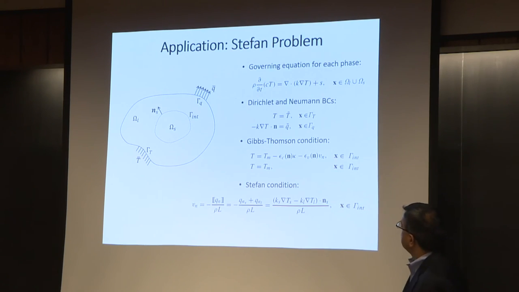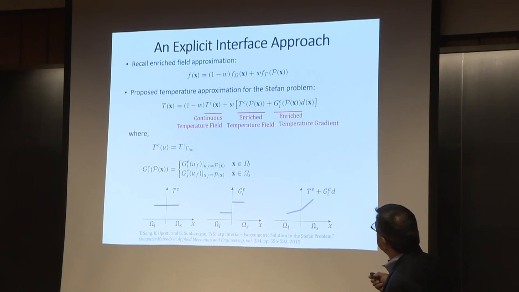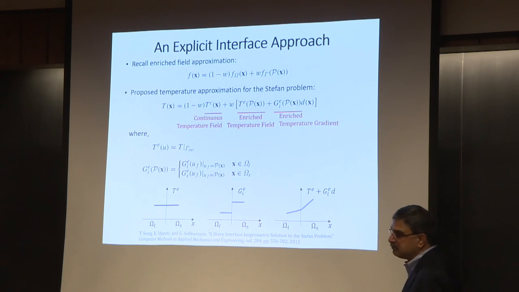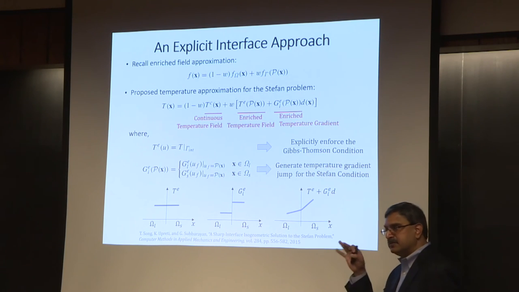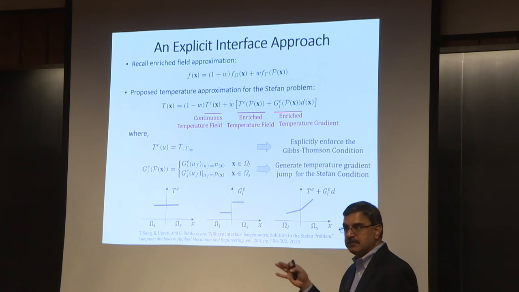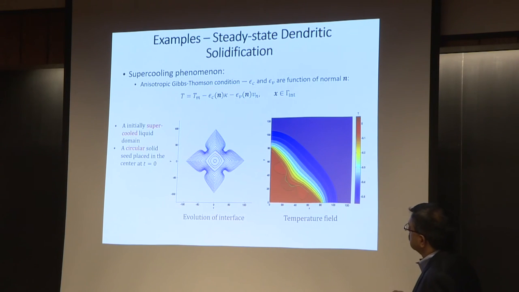Okay, so here's an example, the Stefan problem, a classical problem. Now we have enrichments corresponding to the interface, that is the interface between the two phases, solid and liquid phase. These enrichments are both on the temperature field as well as the gradient in the temperature field, because the gradient jump is the one that drives the interface to move. And now we can enforce explicitly the Gibbs-Thomson condition, a temperature condition based on curvature, and a temperature condition based on velocity. And here is a solution for that.